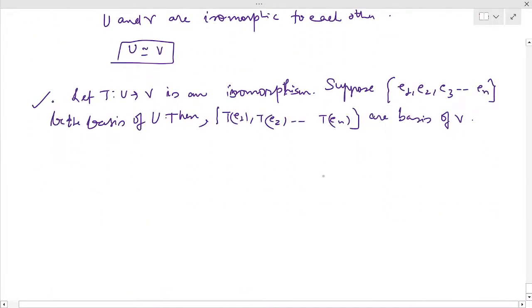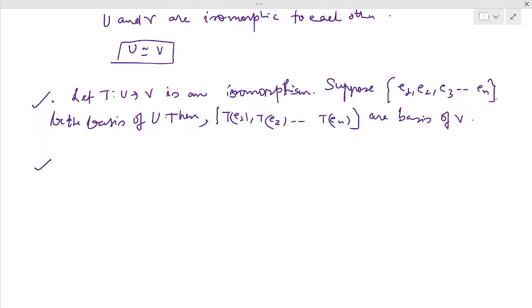If there are two structures which are isomorphic, and E1, E2, E3, ..., En form the basis of U, you don't need to think about a basis of V. If they're isomorphic, then TE1, TE2, ..., TEn are bases in V. I'm not going to prove this. Just understand this. What is the heavy implication of this?